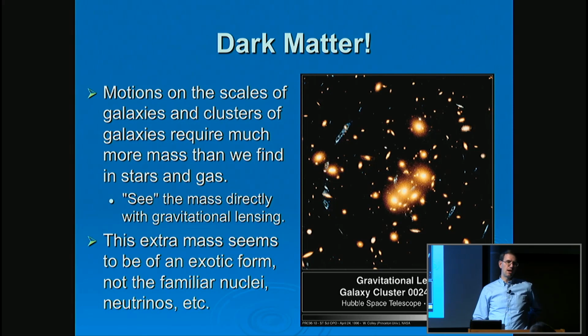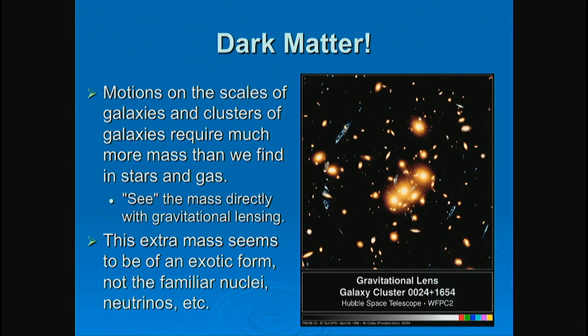The first set of surprises was the idea of dark matter. When astronomers started measuring the motions of stars in our own galaxy or in other galaxies, or the motion of galaxies within clusters of galaxies, they found that these stars and galaxies were orbiting their center too quickly. And this indicated there must be more mass there that's holding these objects onto bound orbits.